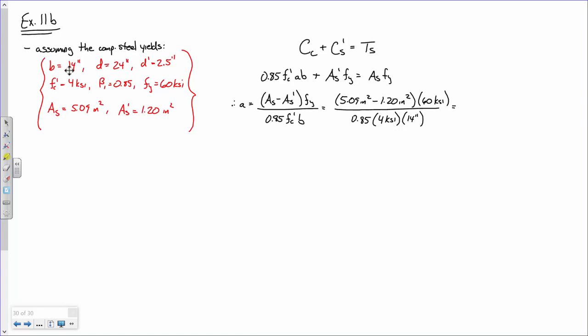So what does this come out to be? 4.903 inches. All right, and then c is a over beta 1, which is 4.903 inches divided by 0.85. And what is that? 5.76. So let's take this and compute the strain in the compression steel on the top layer.